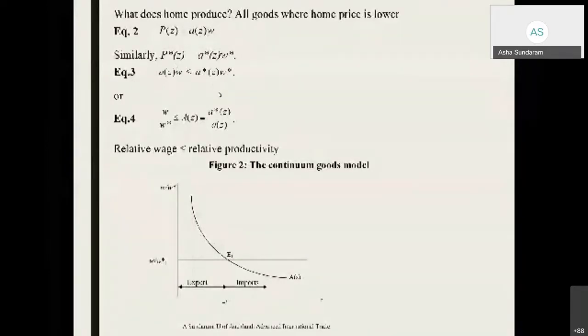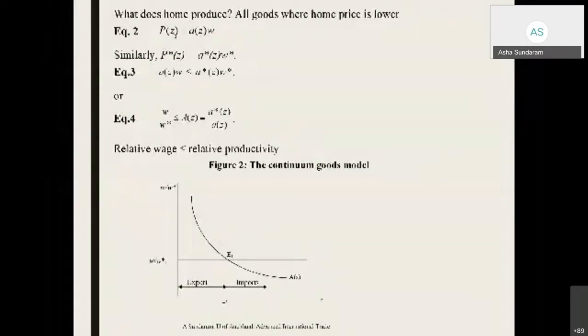So let's look at how we define prices at home. P of Z is equal to A times W. And where does this expression come from? We have seen this before. This comes from the labor market equilibrium condition. The wage in a country has to be equal to the value of marginal product of labor, so that's price times 1 over A. I can rewrite that as P equals A times W. Similarly, we have P star equals A star times W star. So P and P star give us the prices in each country for the good Z.